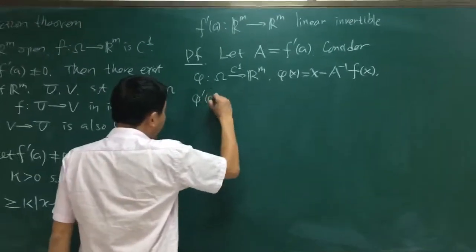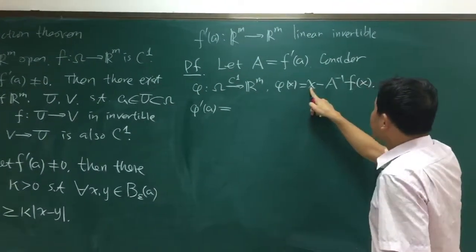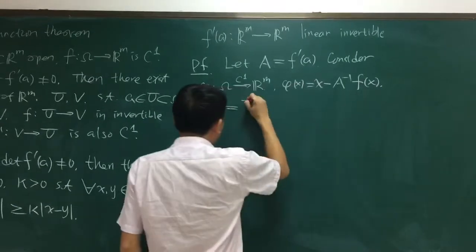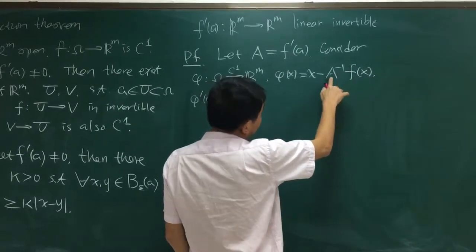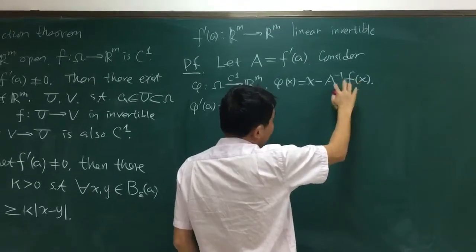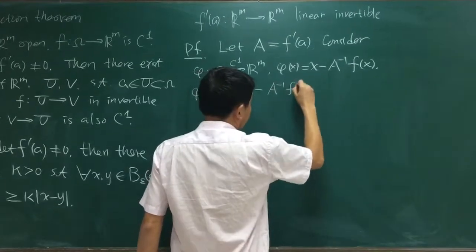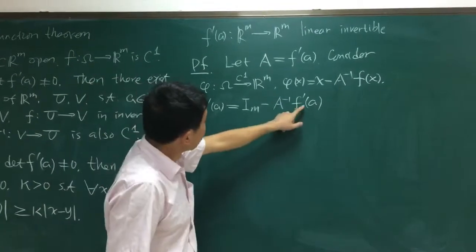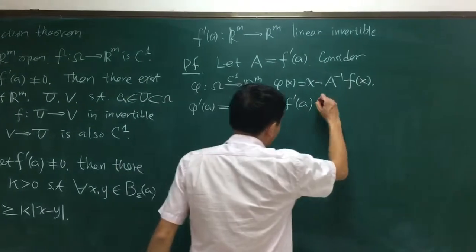And the derivative of phi at our point A, what's this? The derivative of the identity map is the n by n identity matrix. And the derivative of this composition: a inverse is a linear map, so its derivative is itself, and the derivative of f at A is f prime A. So by the chain rule, the derivative of this part is just the multiplication of these two matrices. But f prime A is exactly a. So this is also the identity matrix. Therefore, the derivative of phi at A is the n by n zero matrix.